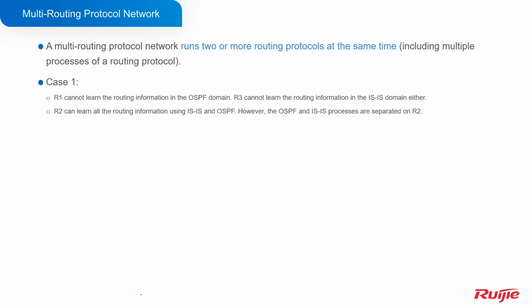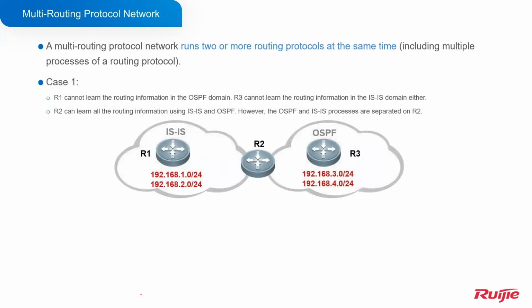First case, R1 cannot learn the route information in the OSPF domain because R1 is running ISIS. And R3 cannot learn the route information in the ISIS domain either because it's only running OSPF. R2 can learn all the routing information using ISIS and OSPF because on R2, we are running both ISIS and OSPF. However, the OSPF and ISIS processes are separated.